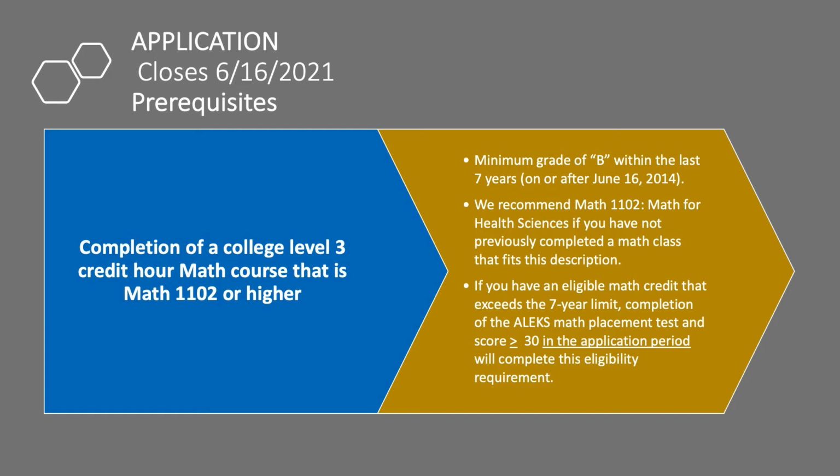If you do not have a math class that fits this description, we recommend Math 1102, which is Math for Health Sciences. If you do happen to have a math class, but it's more than 7 years old, it's not necessary to take another one. You can simply sit for the ALEKS math placement and score a 30 or more, as long as it's taken within the application period. Find out more about scheduling this test in our admission packet. If you score equal to or greater than 30, we will be able to accept your previous math course that met criteria and rank your application with the grade you received in that class.